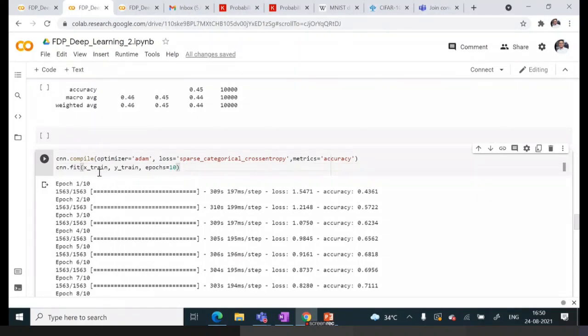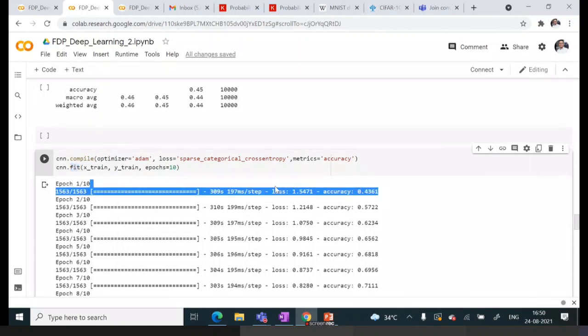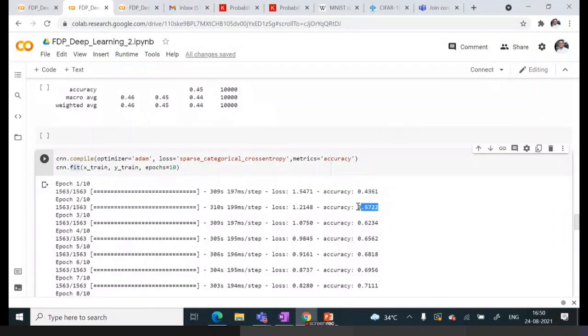In order to provide the data, we will call this particular fit function, and number of epochs 10. You can see after one iteration itself, the accuracy is 43%. And after 2 iterations, we are surpassing our previous best. Our previous best was 46%, if you remember. And now we are getting 57% of training accuracy.